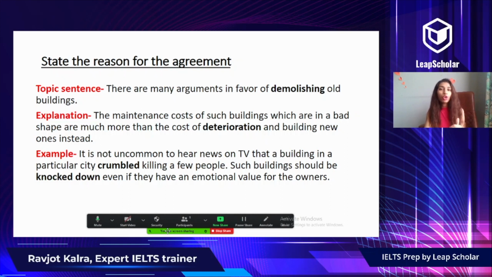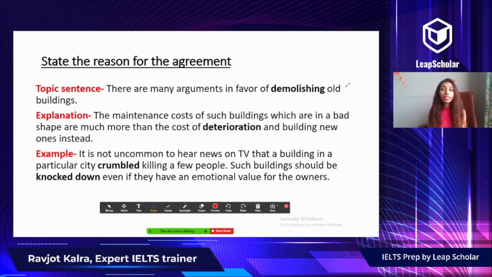We'll explain this topic sentence right after it. The maintenance costs of such buildings which are in a bad shape are much more than the cost of demolition and building new ones instead. So this is the explanation of this topic sentence. We have to explain our topic sentence right after introducing the key point that you have written in the topic sentence.